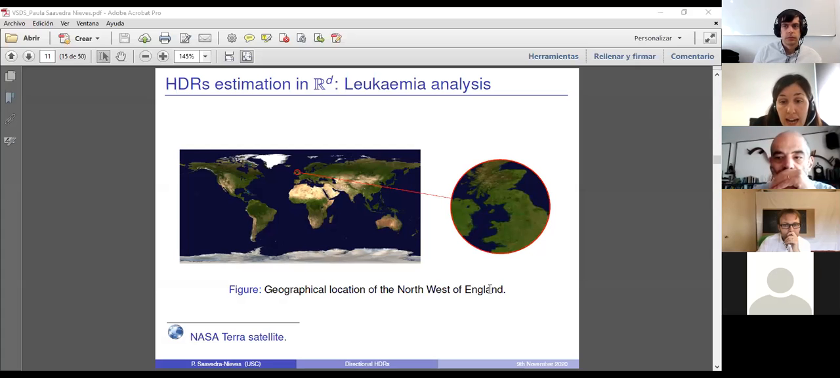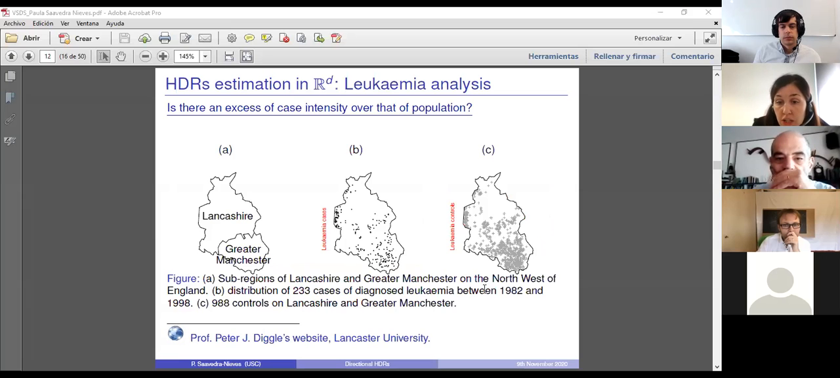I have a real data set from the northwest of England. In B I have a sample of cases of leukemia, and in C a sample of controls. The question is whether the distribution of cases and controls is similar or, on the contrary, the modes of cases are located in a different geographical area than controls. This question can be solved using set estimation, in particular highest density regions.